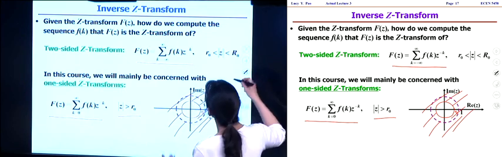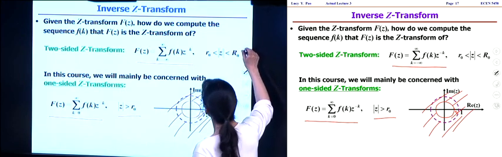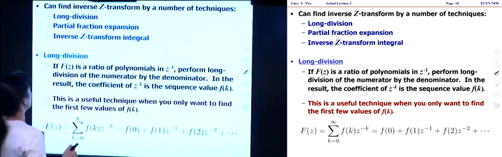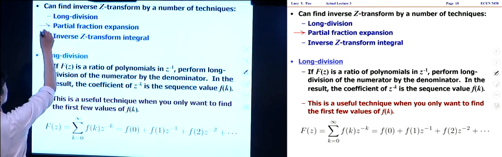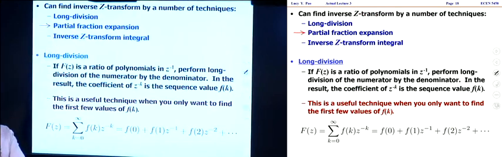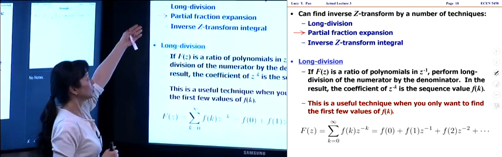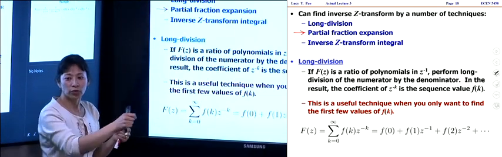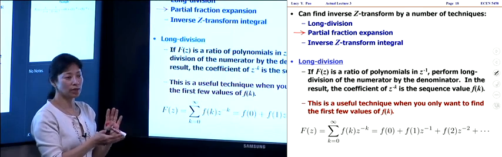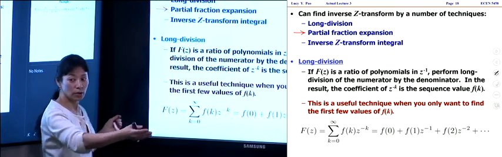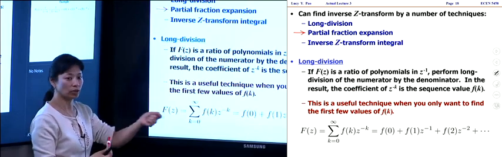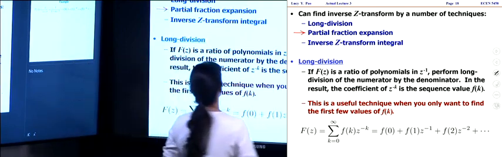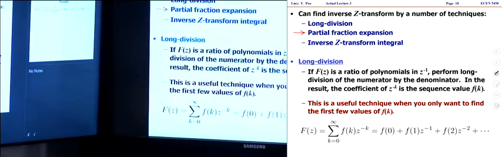Okay, so how do we find the inverse z-transform? There are many different techniques. In the end, the most common one that we'll probably use is the partial fraction expansion technique. There is a method of long division, and long division can be useful if you're only interested in what the first few values of the time domain sequence are. If you don't care so much about the entire time domain sequence, you just want to know what the first few are, then this might be a good method to use. And we almost never use the inverse z-transform integral.